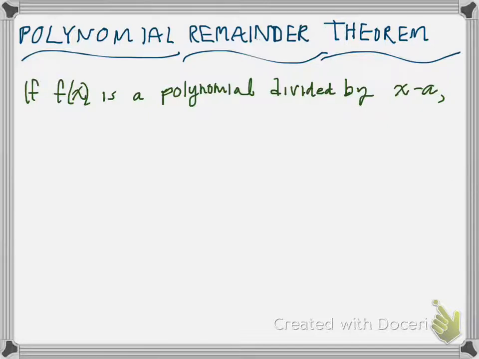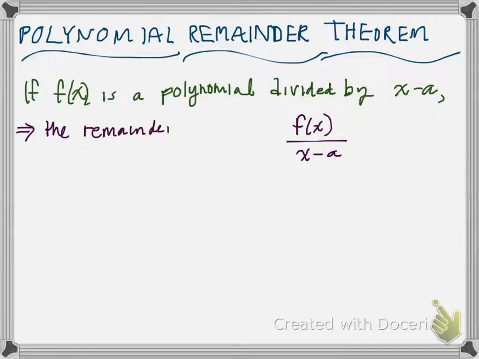So we have a definition of the remainder theorem, which will be: if f of x is a polynomial divided by x minus a. That's the setup for the theorem. Symbolically, that looks like f of x divided by x minus a. Then this theorem tells us that the remainder will be f of a, as in the value of the function when x is a. So we can conclude that the remainder will be equal to f of a.